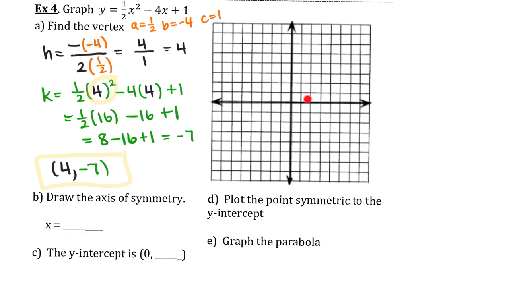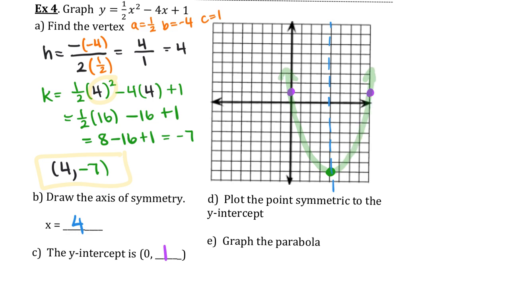From the origin, 1, 2, 3, 4, 1, 2, 3, 4, 5, 6, 7. Axis of symmetry goes through x equals 4. The y-intercept is (0, 1). Okay, symmetric point. This is the axis of symmetry. Since the y-intercept's to the left, there should be a matching point to the right. It is 1, 2, 3, 4 spaces to the left, so 1, 2, 3, 4 spaces to the right, and it should look symmetric. Okay, we sketch, and then we just verify that it makes sense.